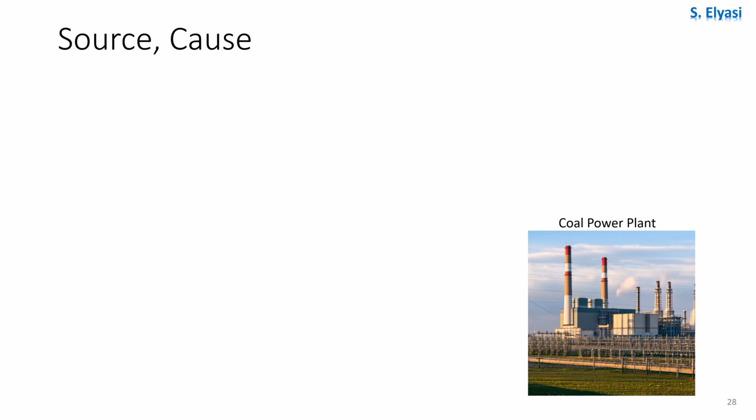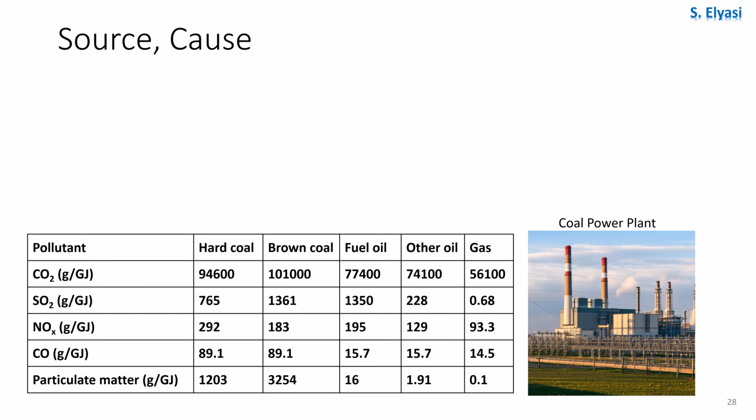This slide demonstrates that power plants are significant sources of primary pollutants, focusing on the emissions generated from using different types of coal. Here, I present the specific emission values from power plants fueled by various coal types, highlighting the environmental impact of each. Let's look for the source and cause of pollutants.